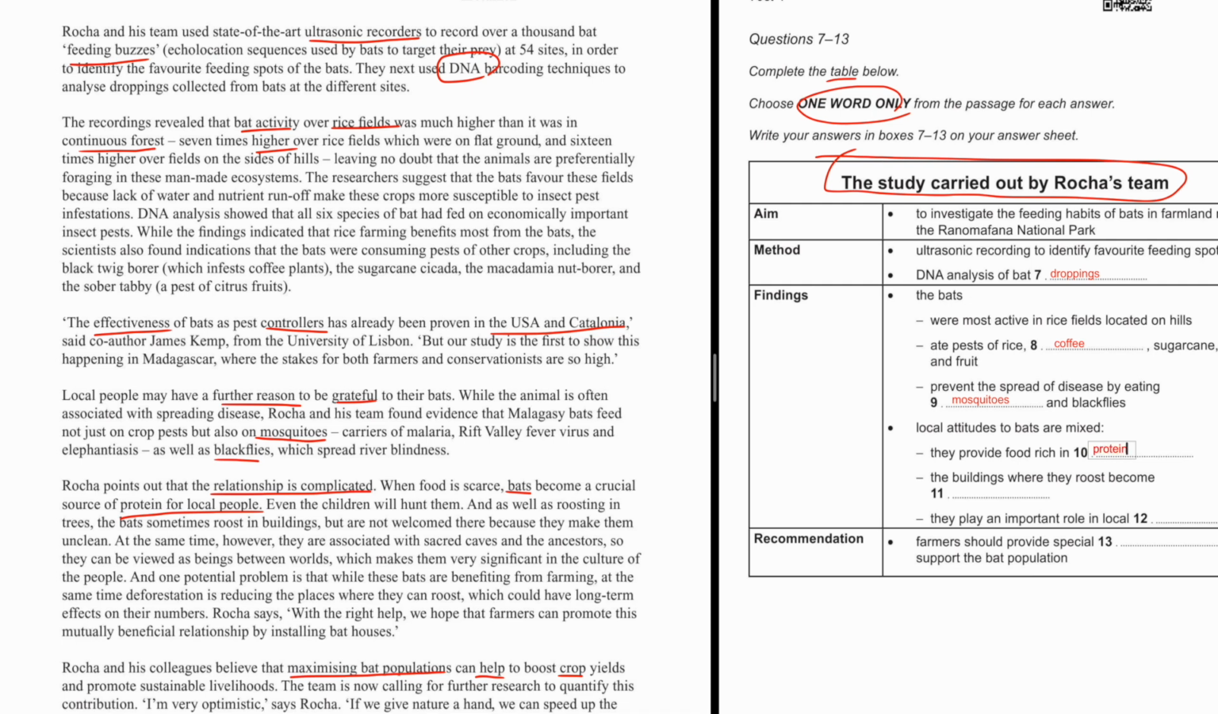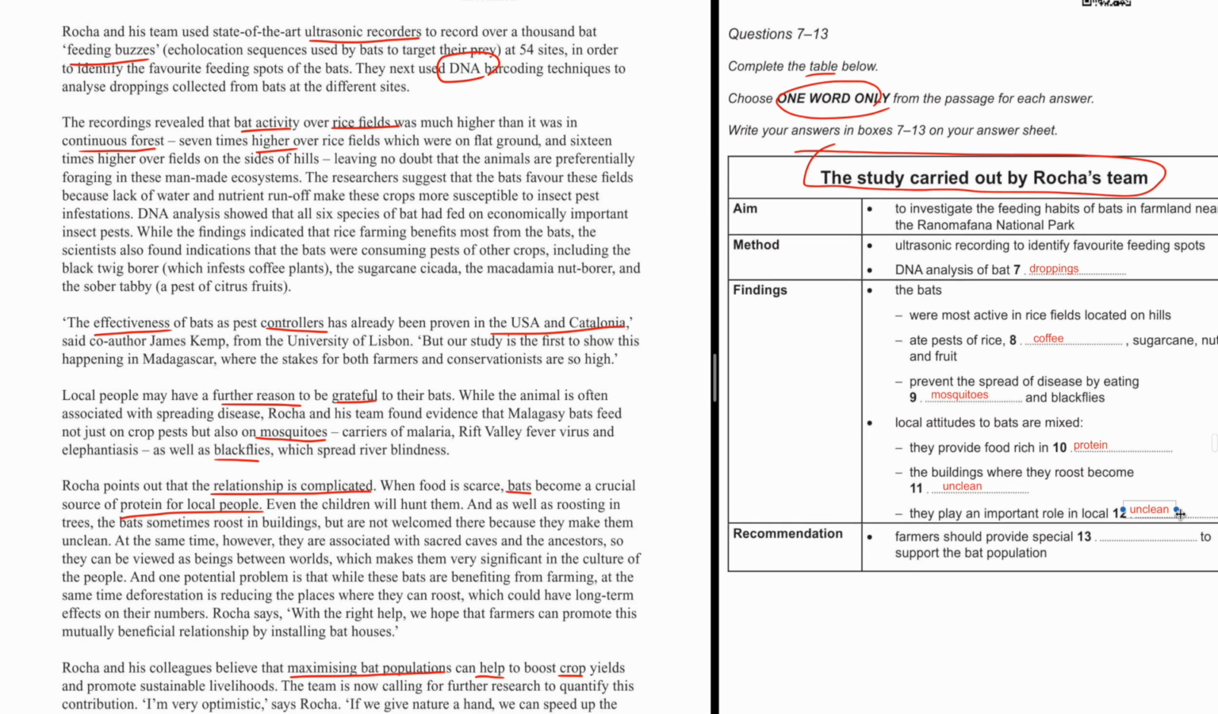So protein, all right. The buildings where they roost become... okay, roost in buildings, become what? Oh, but are not welcome there because they make them unclean. Become unclean? Yeah. So, unclean. And they play an important role in local what? Play a... in culture of the people. Very significant. Important role, significant. Make them very significant in the culture of the people. Local means the people that live there. So local people, local culture. Shall we choose culture? Yeah. So local culture is probably the answer.